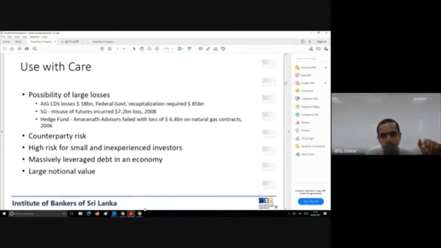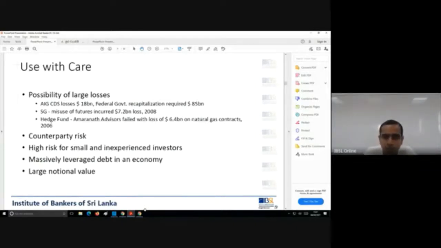SG, misuse of financial futures, incurred $7.2 billion. Then also, if you can remember Barings Bank, see what Nick Leeson did to Barings Bank. Again, that was also because of derivatives. Wrong use of derivatives. In the wrong hands, derivatives can cause a lot of trouble. Then hedge funds, there's also another example. So go through these. And there are even local examples as well.